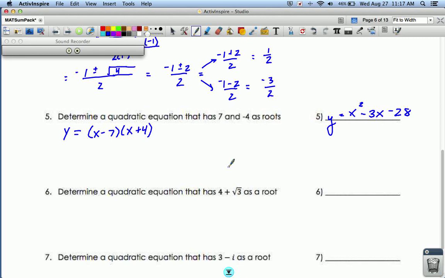Is 4 plus root 3 a root? Well, if it has 4 plus root 3, that also means it has 4 minus root 3. Now dig back into your Algebra 2 archives, something called the sums and the products. If you do not remember it, don't worry, we will cover it this year at some point. So if I add these two together, I get 8.